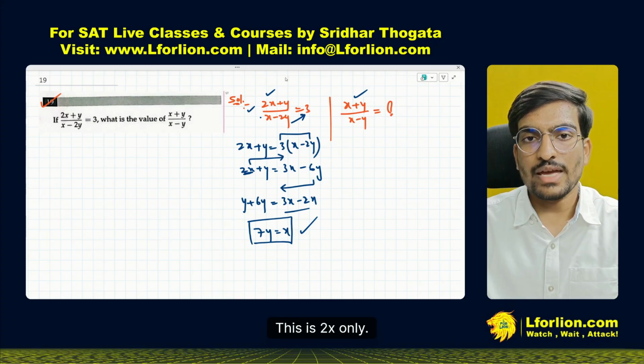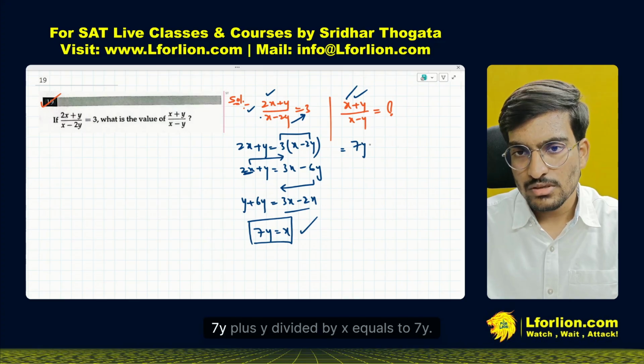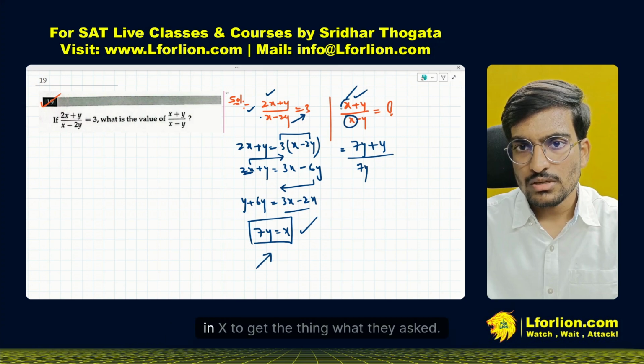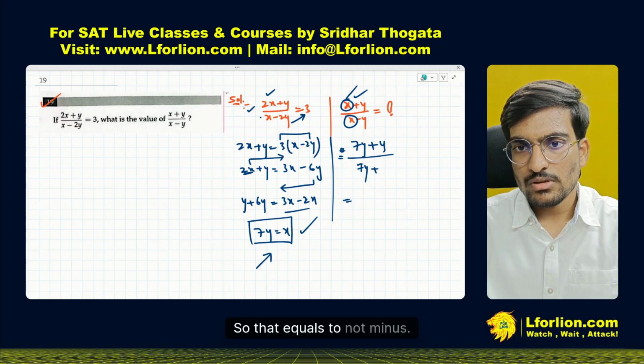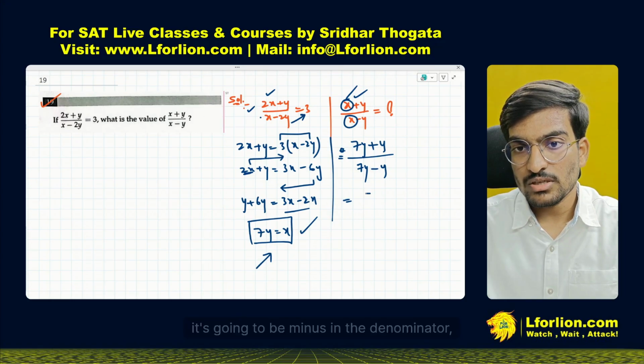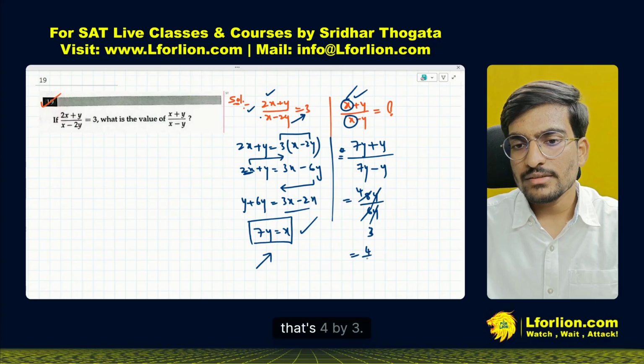This is x only. So now let's substitute this x value in the given expression. (7y plus y) divided by x minus y, where x equals 7y. I'm just taking this x value and substituting it to get what they asked. So it's not plus, it's going to be minus in the denominator. 8y by 6y, y and y cancel, 2 threes, 2 fours, that's 4 by 3.